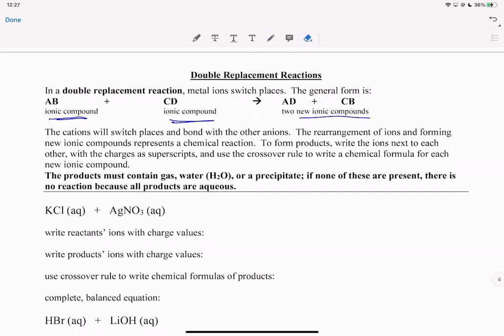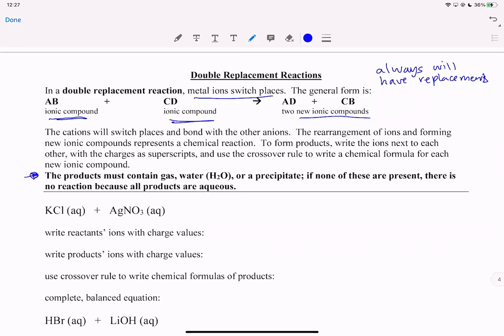Now, the one thing that's different about this is you don't need to use the activity series. That's because one metal will always be more reactive and you're always going to have replacement. So let me write that down. You always will have replacement. You'll always have these ions switching places. But what you will not always have is a product. And we're going to get to that.